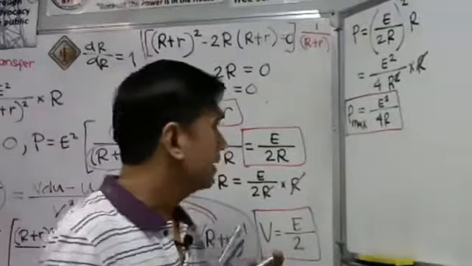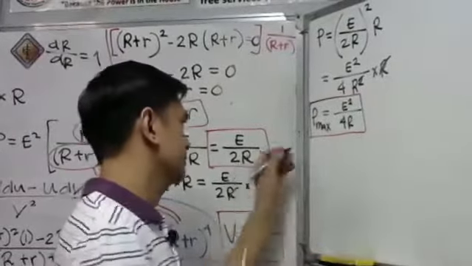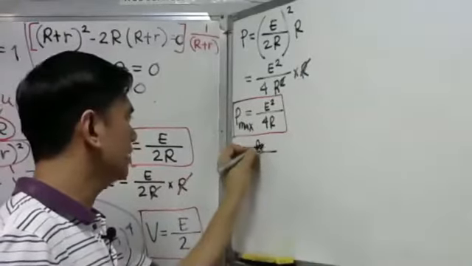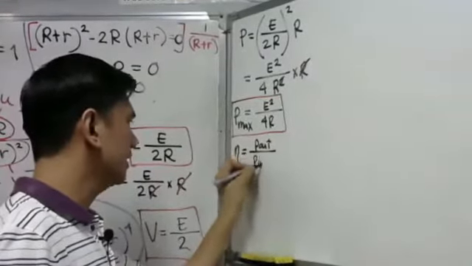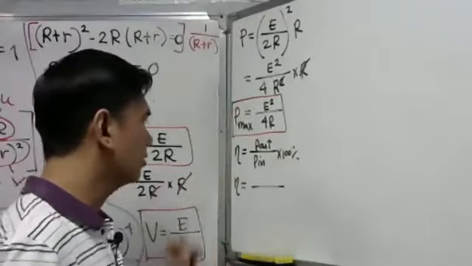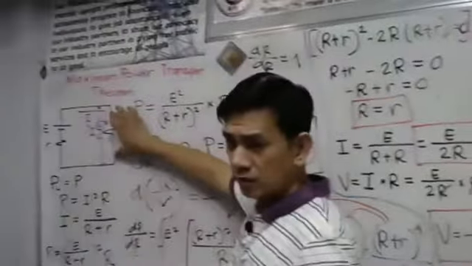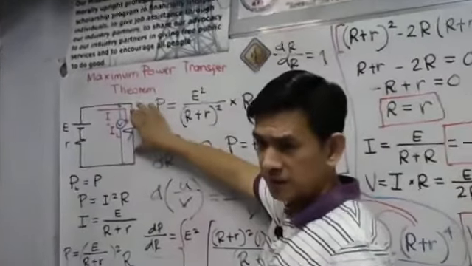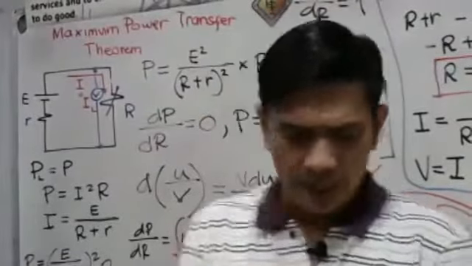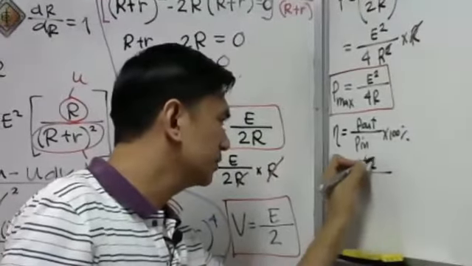Okay? Then let us solve for the efficiency for the maximum power transfer. What about the efficiency? Of course, we all know that it is the power output over the power input times 100%. What is now the power output? What is the power absorbed by the load? That is simply equal to VI, the load voltage times the load current.